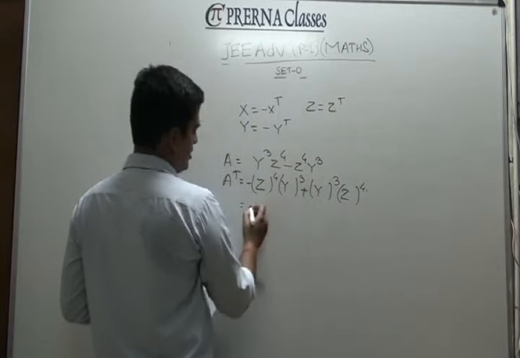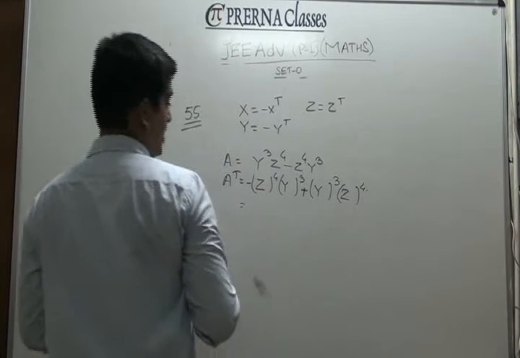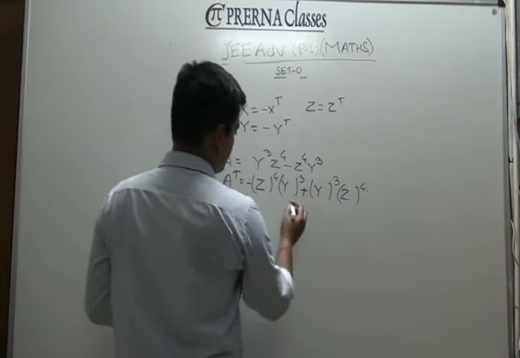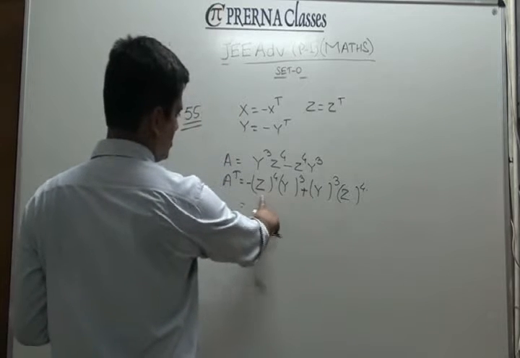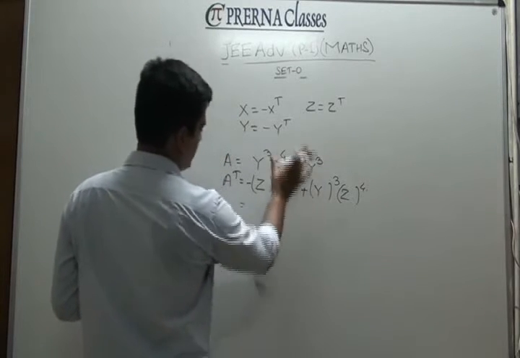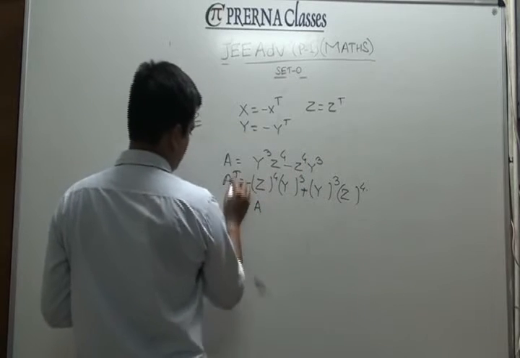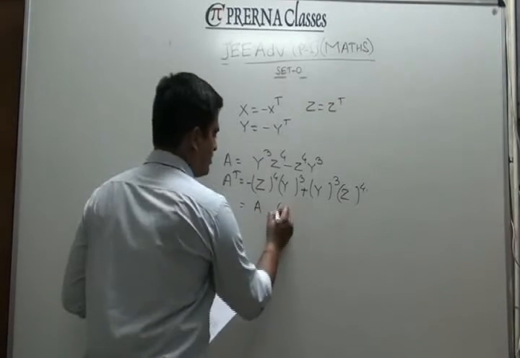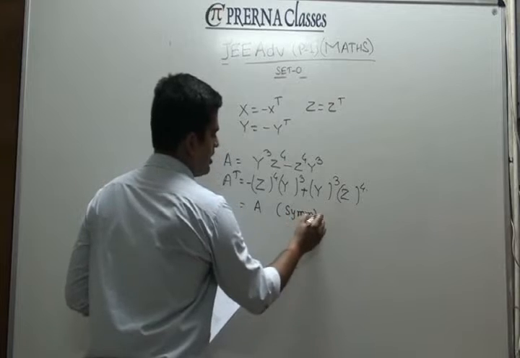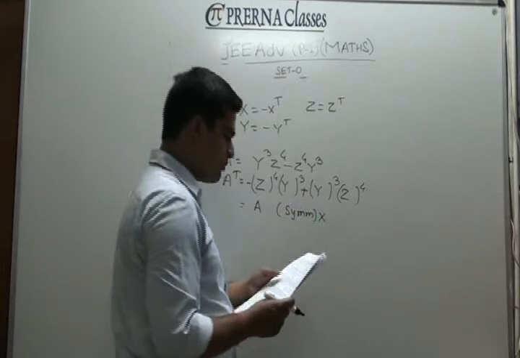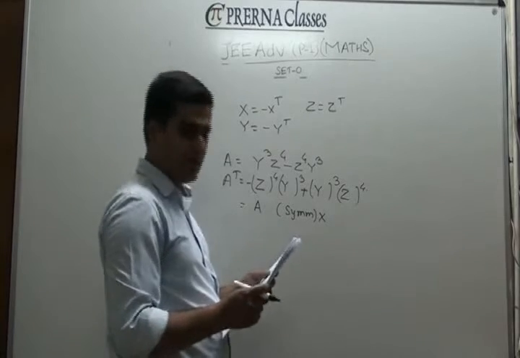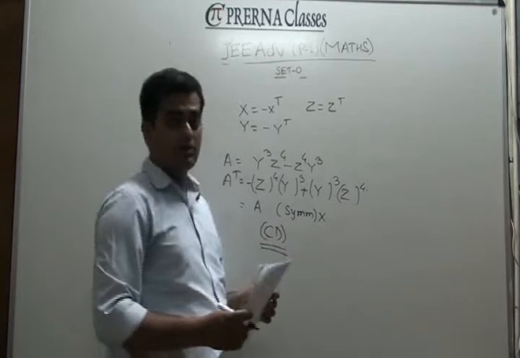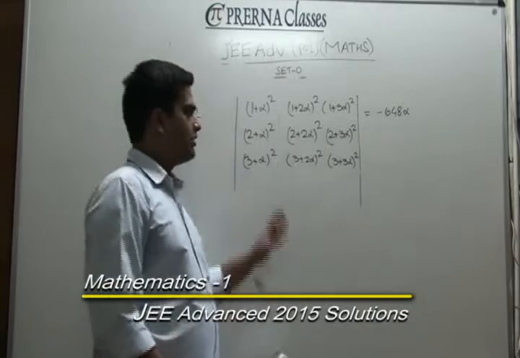This expression you can check, it is equivalent to the negative of the original statement Y cube Z4 minus Z4 Y cube. This expression is exactly equivalent to A, so you can check matrix A is equivalent to its transpose, so it's going to be a symmetric matrix. Obviously then option A is not a correct statement since you are looking at skew symmetric. In a similar way, if you proceed for B, C and D, you will find that C and D are the only pair of matrices which are skew symmetric.